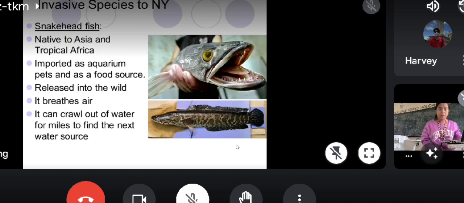Invasive species in New York. The snakehead fish, native to Asia and tropical Africa, was imported as aquarium pets and as a food source. Released into the wild, it breathes air. It can crawl out of water for miles to find the next water source.